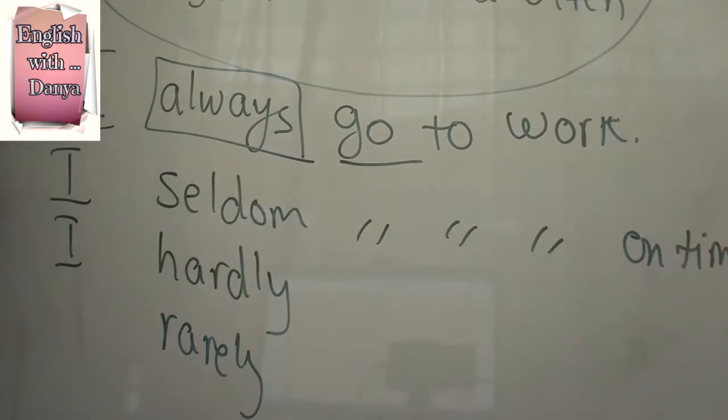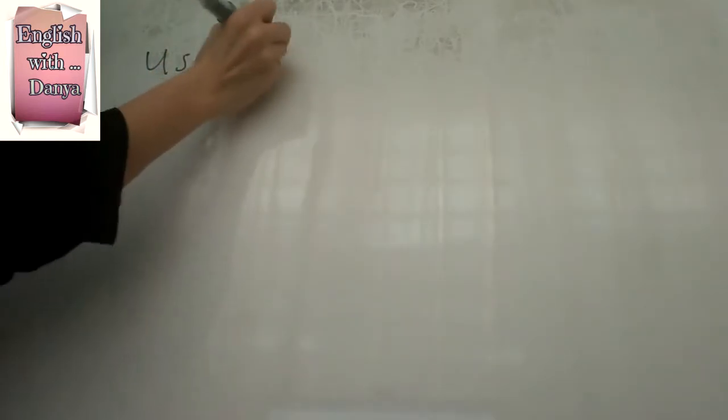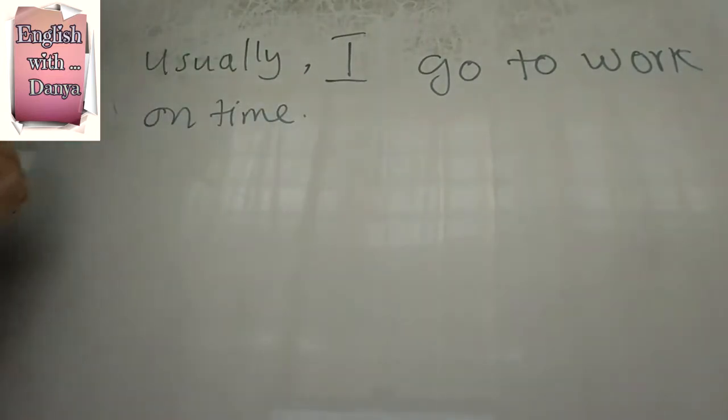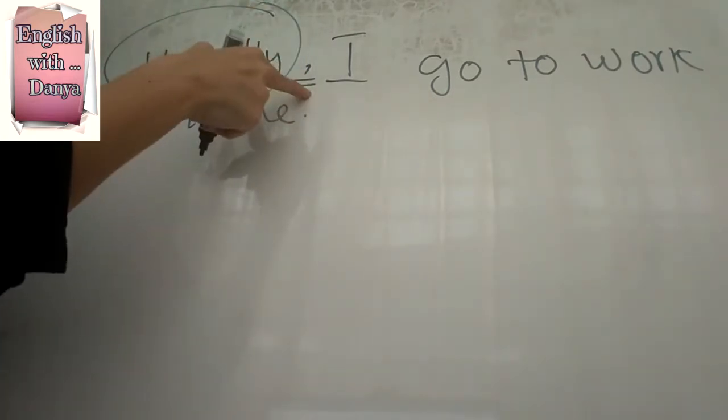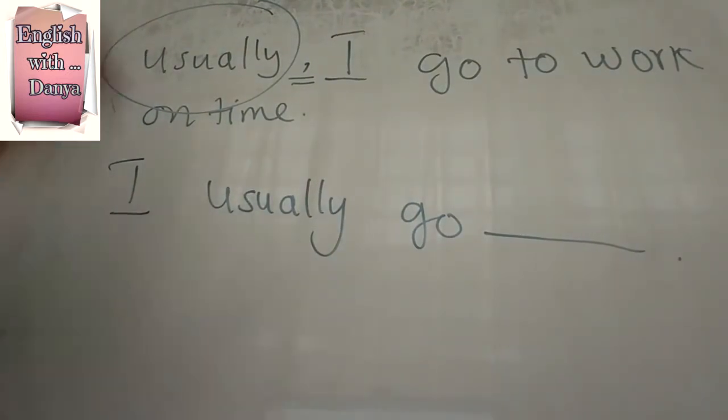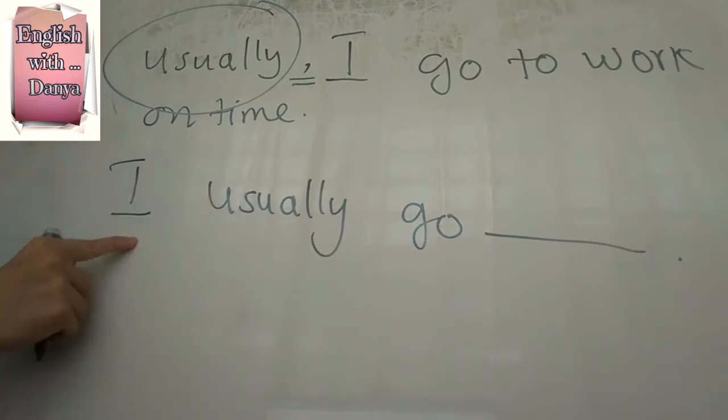Okay, now let's look at the second structure. The second structure with usually. So we use usually at the beginning or in the middle, like, usually, comma, I go to work on time. So we started with usually, followed by the comma. Or we can simply say, I usually go to work on time. All right? So when it comes to usually, you have the option to use it at the beginning of the sentence or in the middle after the subject.